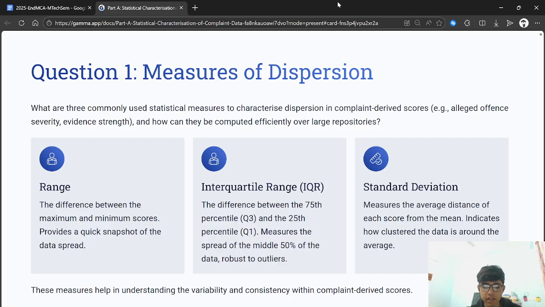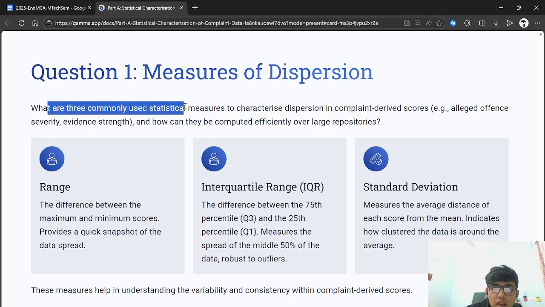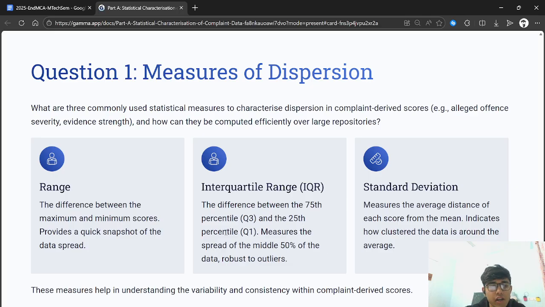So the first question is, give three commonly used statistical measures to characterize dispersion in complaint-driven scores. Discuss how these measures can be computed efficiently over large complaint repositories. So let's talk about this. What are the three statistical measures? So we have the range, interquartile range, and standard deviation.